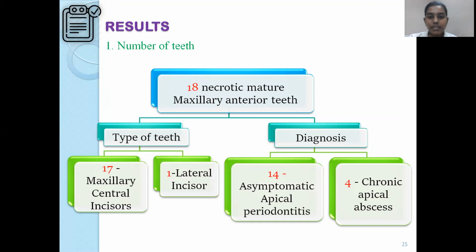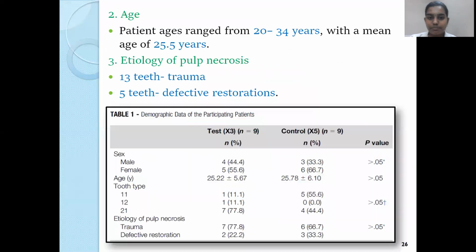In the study, 18 necrotic mature maxillary anterior teeth were included, out of which 17 were maxillary central incisors and 1 was a lateral incisor. Out of 18, 14 were diagnosed as asymptomatic apical periodontitis and 4 were diagnosed as chronic apical abscess. Patient ages ranged from 20 to 34 years with a mean age of 25.5 years. In the study, 13 teeth underwent trauma, and in 5 teeth, necrosis occurred because of defective restoration.